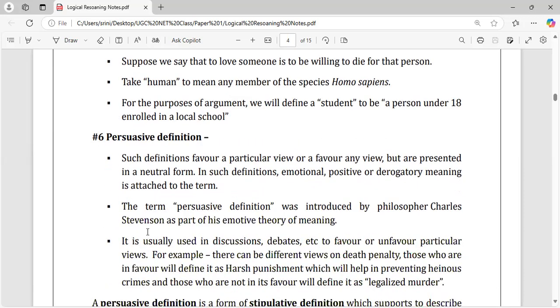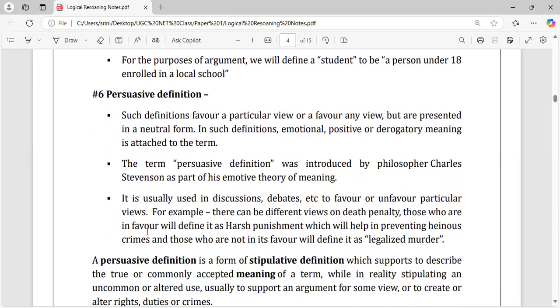Then persuasive definition. Such definitions favor a particular view, but are presented in neutral form. In such definitions, emotional, positive, or negative meaning is attached to the term. The term persuasive definition was introduced by philosopher Charles Stevenson as part of his emotive theory of meaning. It is usually used in discussions and debates to favor or disfavor particular views.